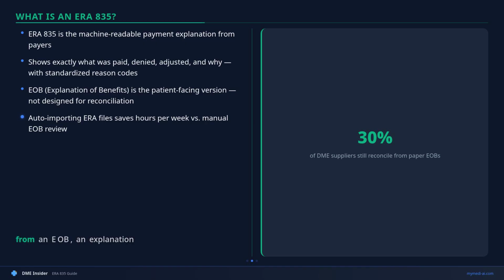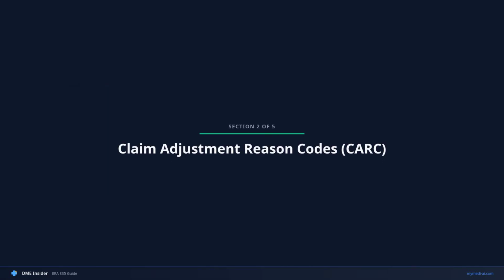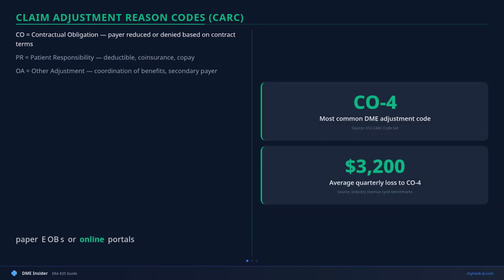This is different from an EOB, an explanation of benefits. The EOB is the patient-facing version. It shows similar information but in human-readable format. The EOB is for the patient. The ERA is for you. According to MGMA practice management surveys, approximately 30% of DME suppliers still reconcile payments by reviewing paper EOBs or online portals manually. That is hours of staff time per week that could be automated by importing ERA 835 files directly into your practice management system.